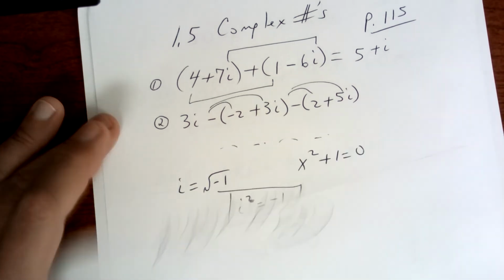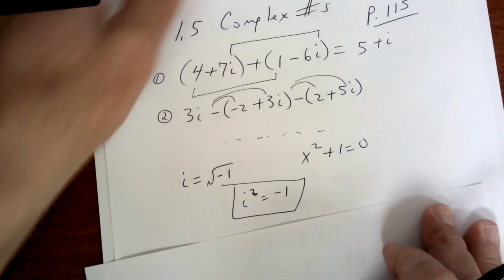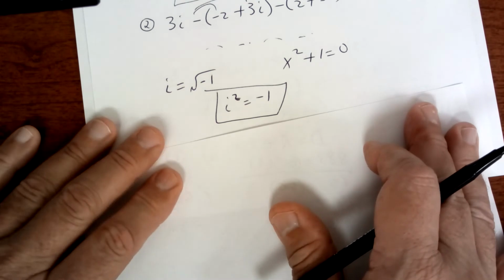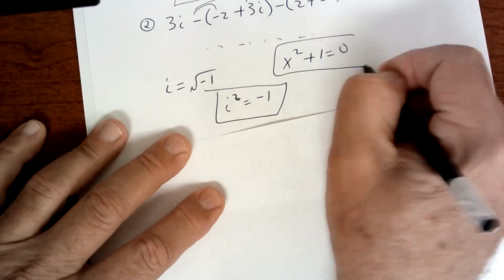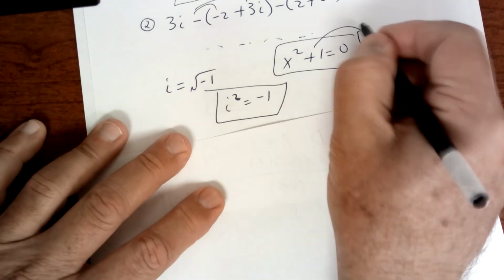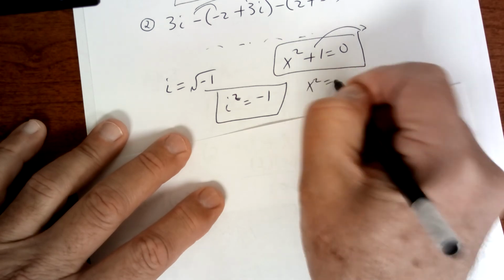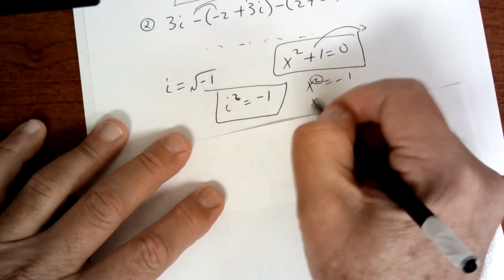All right, what is I? I is an imaginary number. So copy this down. If you take this equation and you solve it, you're going to move the 1 over here. So you're going to get x squared equals a negative 1. And then when you do the square root, you get the square root of a negative 1.